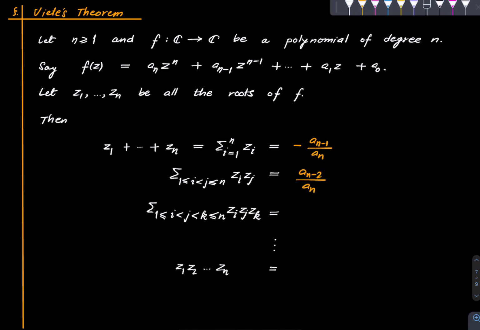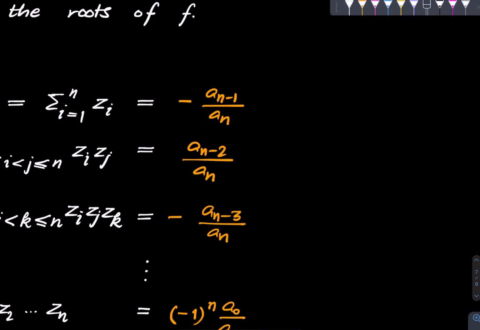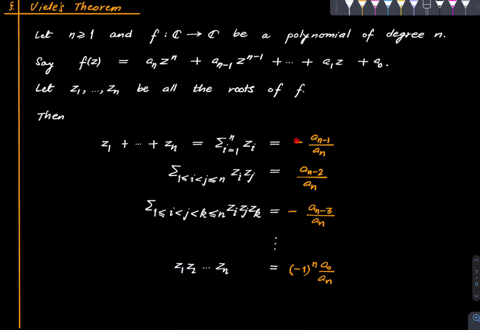The sum of roots taken three at a time is minus an minus 3 divided by an, and this goes on. Ultimately, we have the product of all the roots, that is minus 1 to the n, a0 divided by an. So this goes alternately as minus, plus, minus, plus, and so on. And this is the way you can express all of these things. So that is Viete's theorem. And yeah, let's move on.